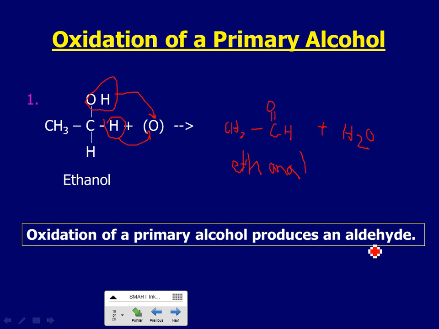And that's probably why the professor told us that a primary alcohol has the OH on the end carbon. That's the convenient way to remember this. If the OH is on the end carbon, then when you do a mild oxidation to make it into the aldehyde, you always get the aldehyde. You always get it on the end. All right? You get your carbonyl group on the end.